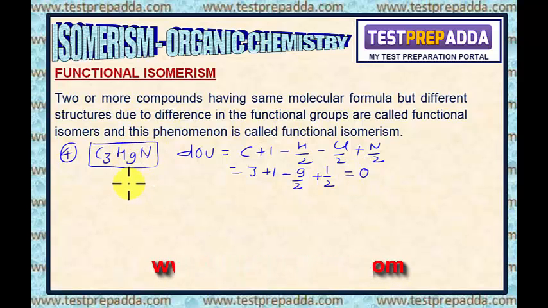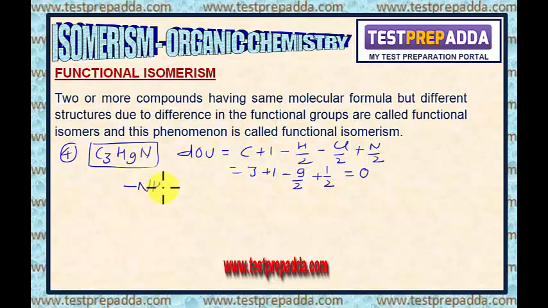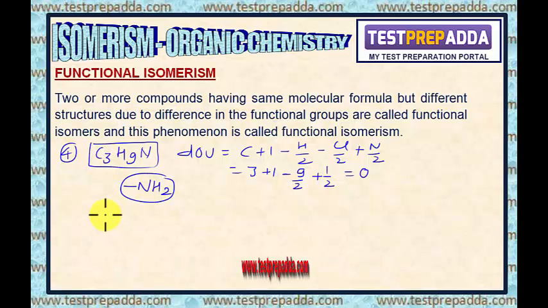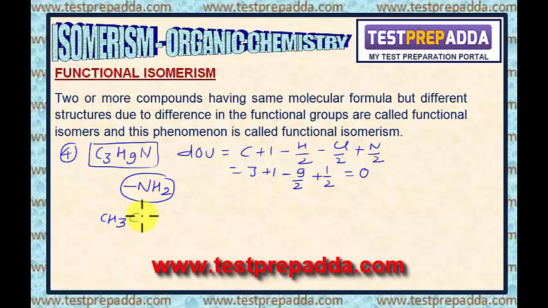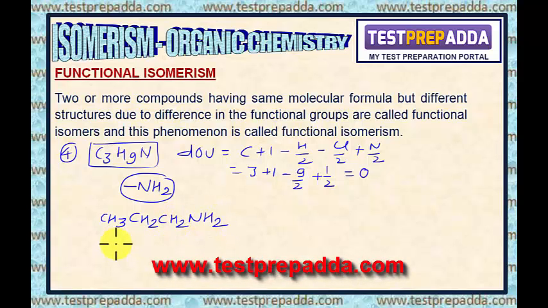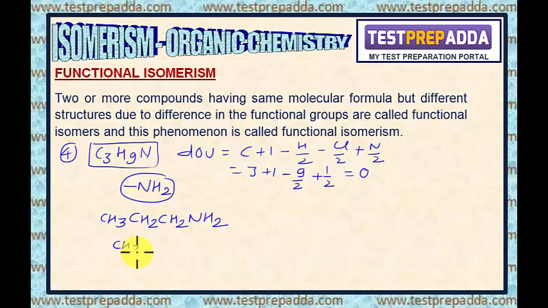Now nitrogen is there, so I can simply write amine NH2. No degree of unsaturation here. Now carbon atoms 3, so longest chain I will write CH3, CH2, CH2, NH2. Now position I can change, but the functional group is same, so these two will not be considered as functional isomers, although number of isomers it will be counted. Okay, this is one, this is one.